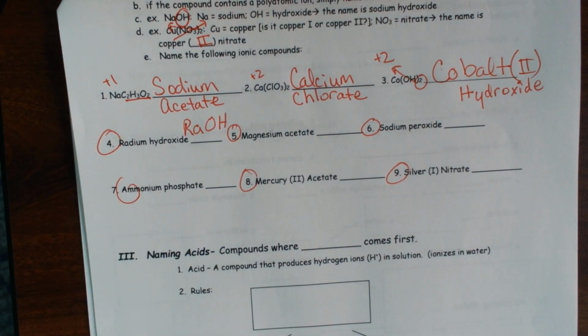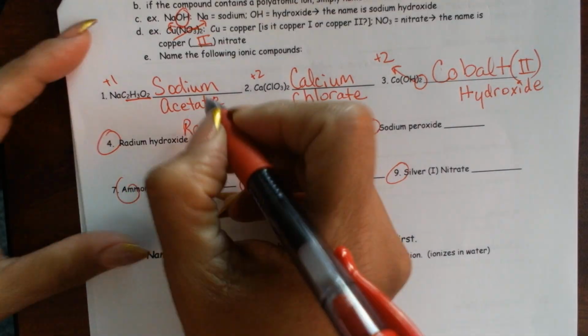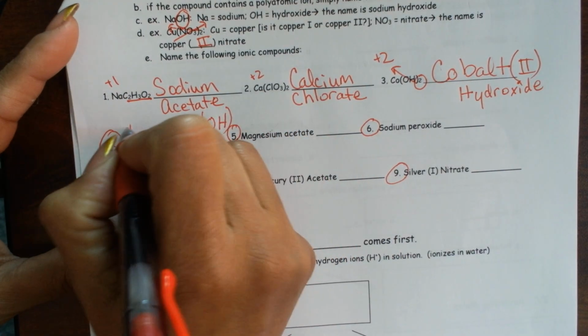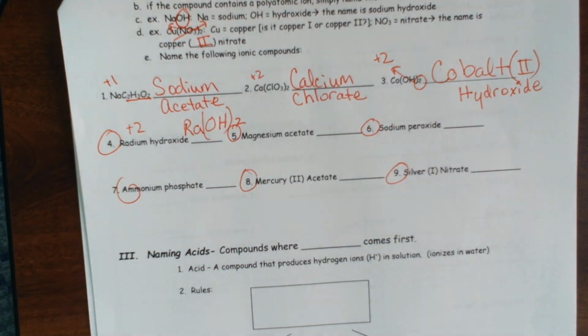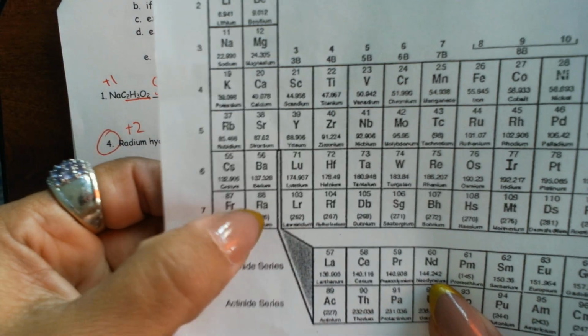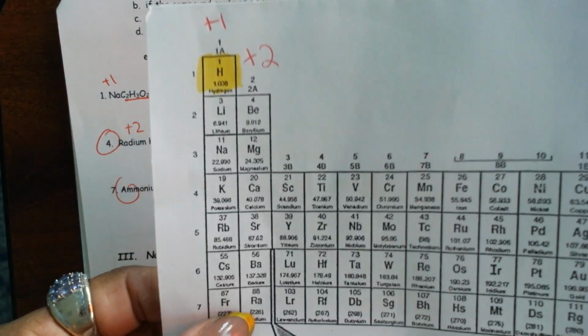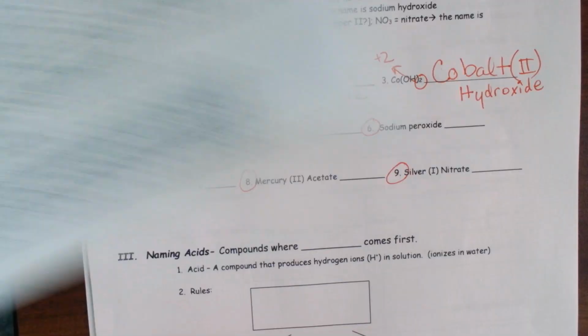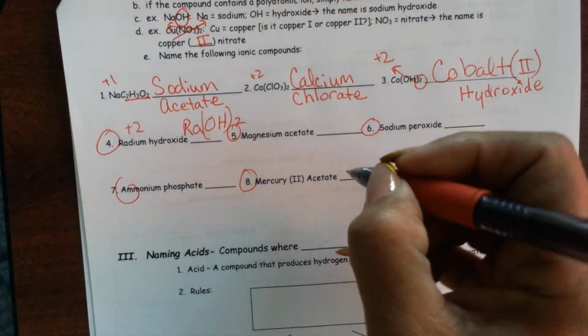It's wrong because you need the parentheses. Well, why do I need parentheses? Because Ra is in group 2. Look at her being nerdy. Where's Ra at? It's all the way at the bottom. Way down here. Ra is in group 2. Radium. All right, Daniel, go ahead.